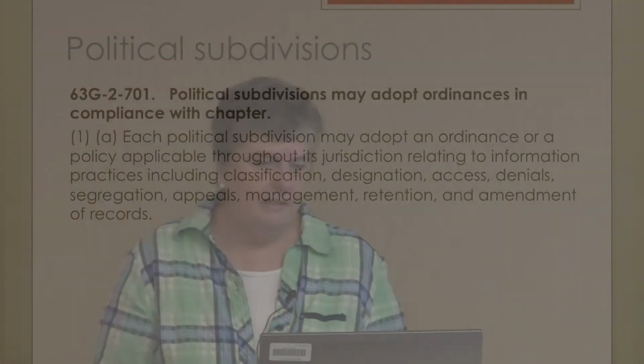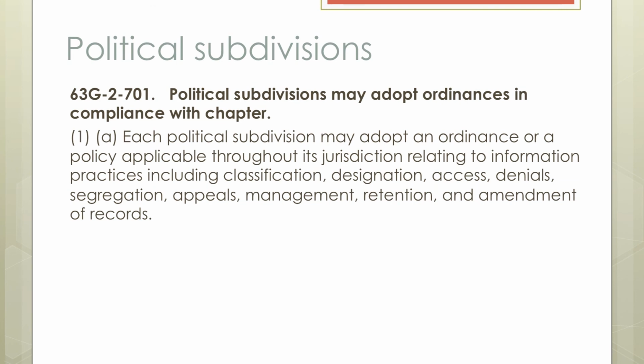And the last thing I want to bring out is section 701, which is further down. It says that each political subdivision may adopt an ordinance or a policy applicable throughout its jurisdiction relating to information practices, including classification, designation, access, denials, segregation, appeals management, retention, and amendment of records. So that means that you have the authority to more clearly define the provisions in GRAMA for your specific subdivision. And that includes creating your own appeals board and appeals process, or creating your own retention schedule separate from the ones that the state archives has posted.